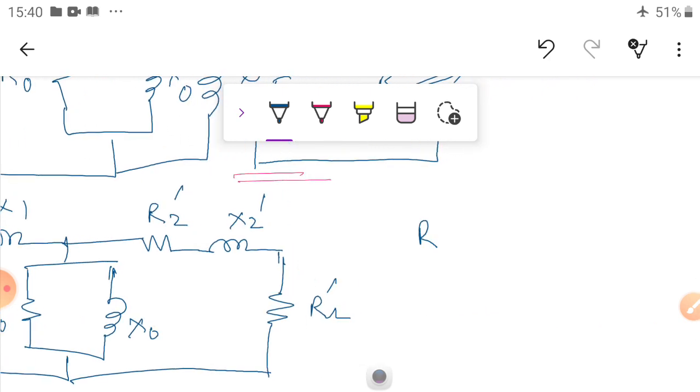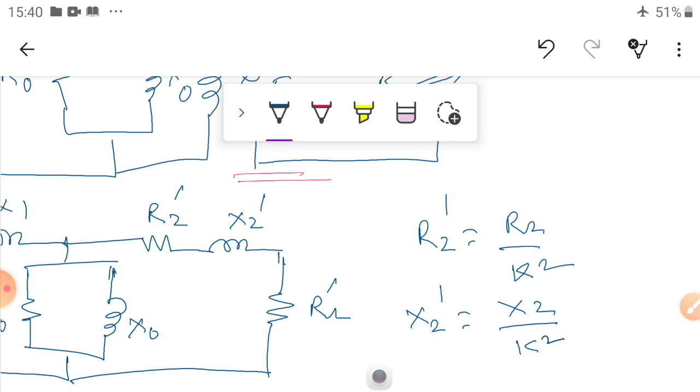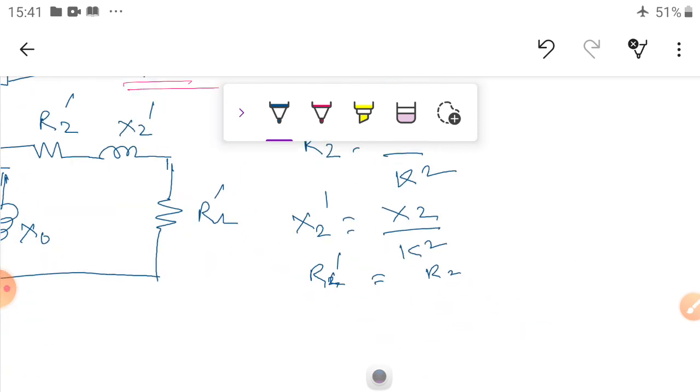R2 dash is equal to R2 by K square. What is K? We have seen K is E2 by E1, or N2 by N1. Then X2 dash is equal to X2 by K square. Here RL dash is equal to R2 by K square into (1 minus S) by S.